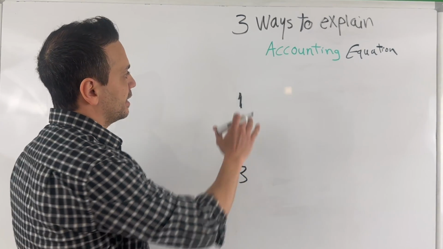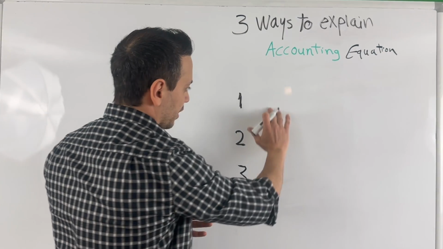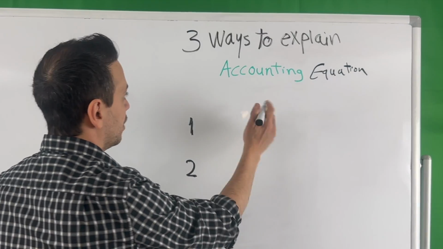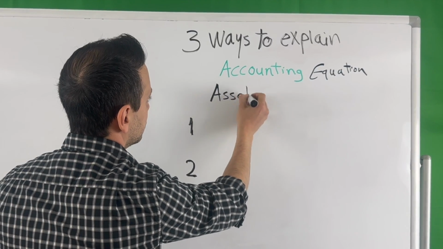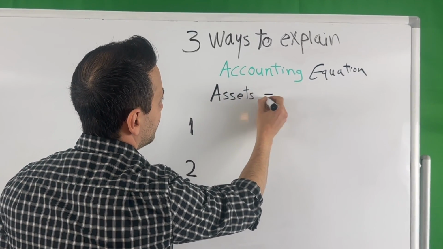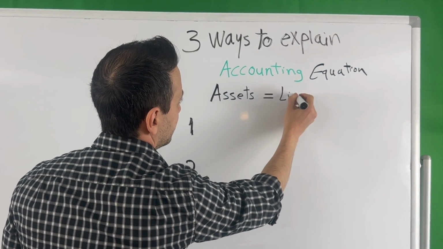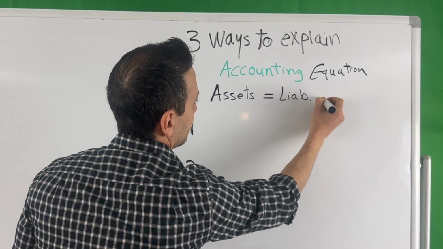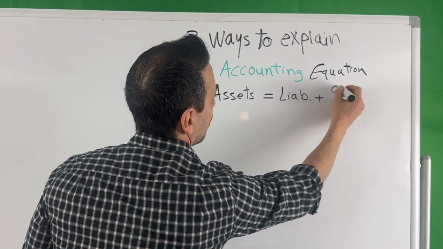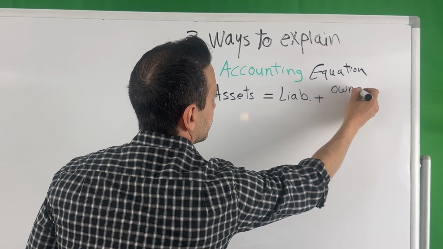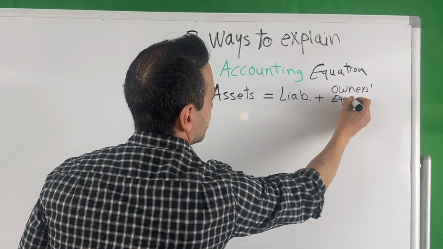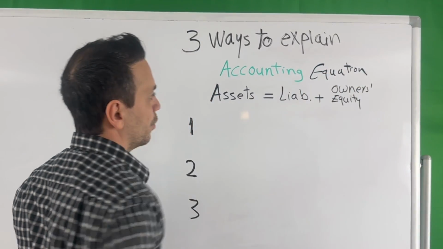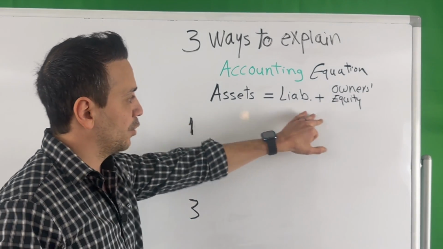And so let's go ahead and list our accounting equation up here and our three methods down here. So the accounting equation goes: assets equal to liability plus owner's equity. Okay, this is the accounting equation.